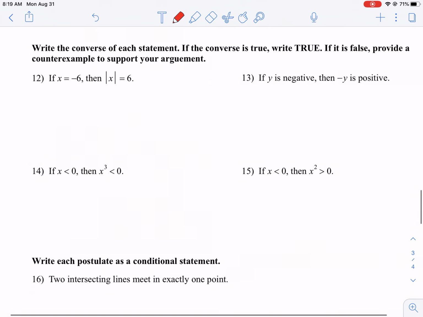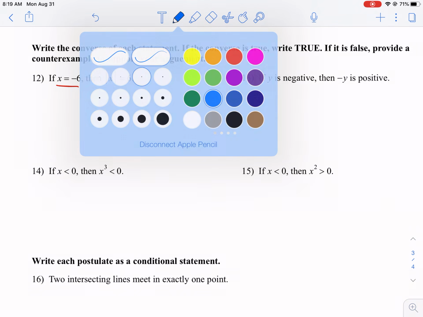Write each converse as a statement. If the converse is true, write true. If it's false, provide a counterexample. So this is a good one to start off. This is the only one I'm going to do. I think the other ones, most of them are true.